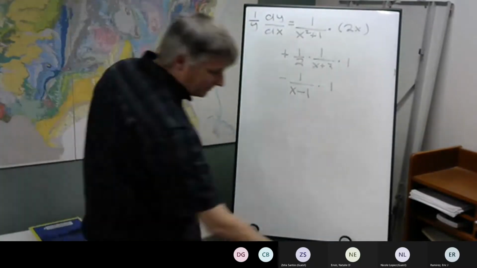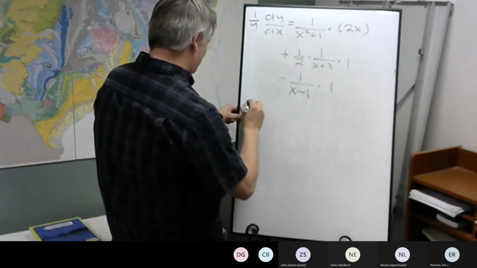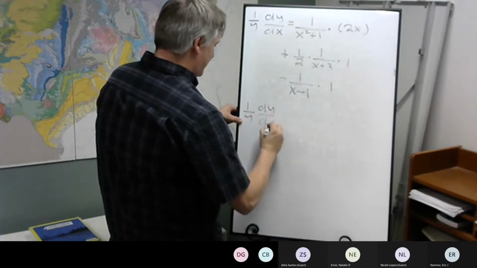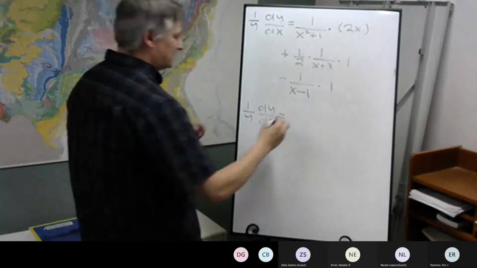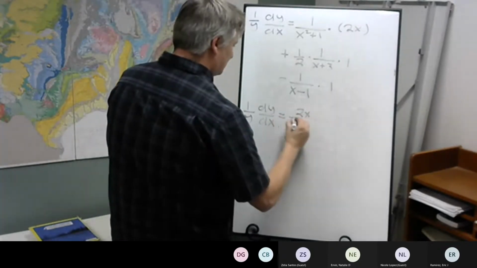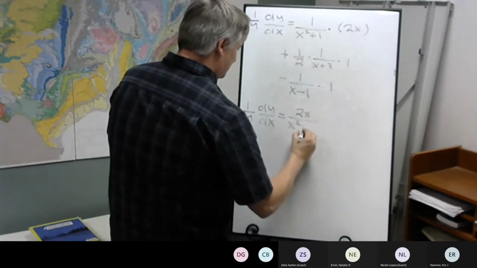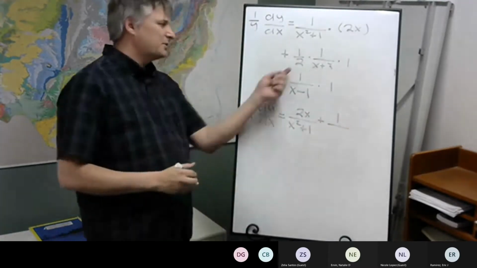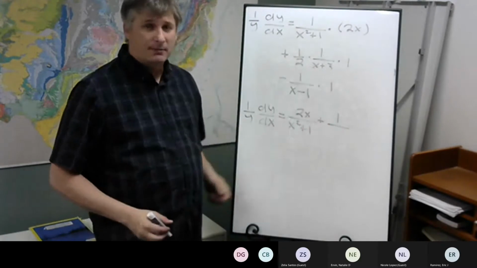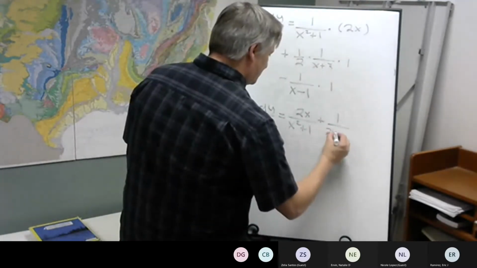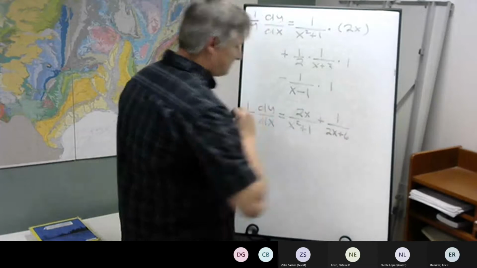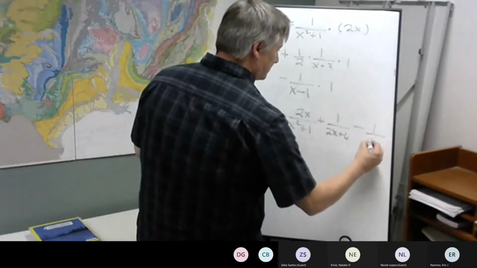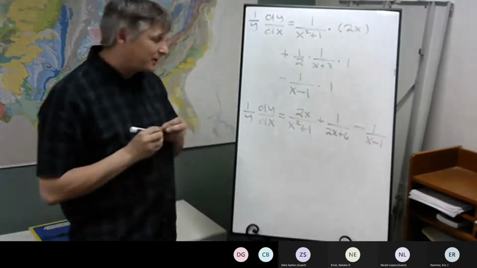So putting this all together, 1 over y dy dx, that's going to be 2x over x squared plus 1 plus, we're going to distribute the 2 through the terms of this denominator, giving us 2x plus 6. And then finally we subtract 1 over x minus 1.